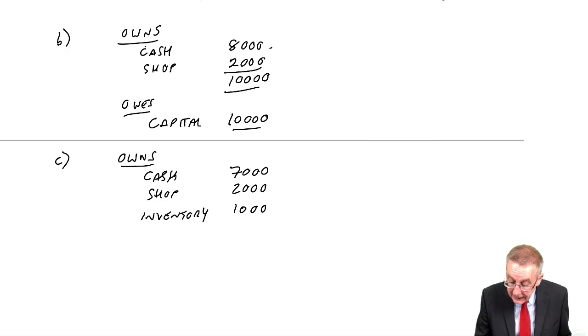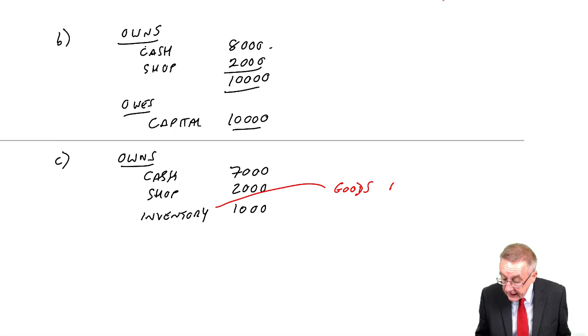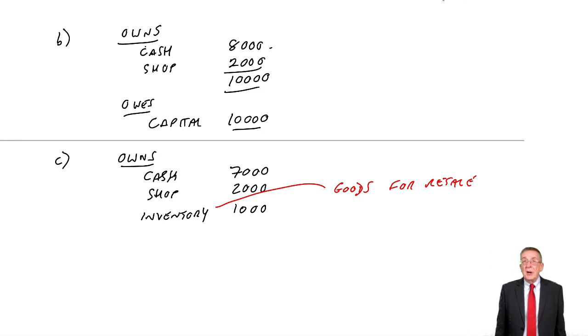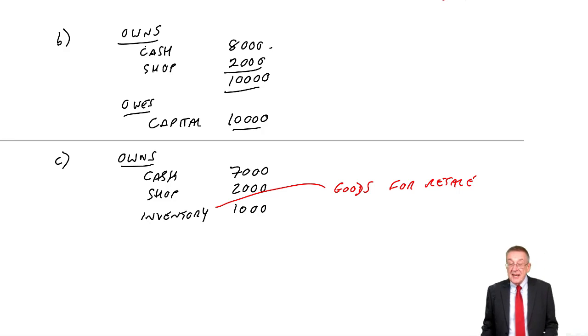An inventory are goods for resale. If you've seen any of this before, we used to call it stock, but that's now old-fashioned. The correct word these days is inventory.